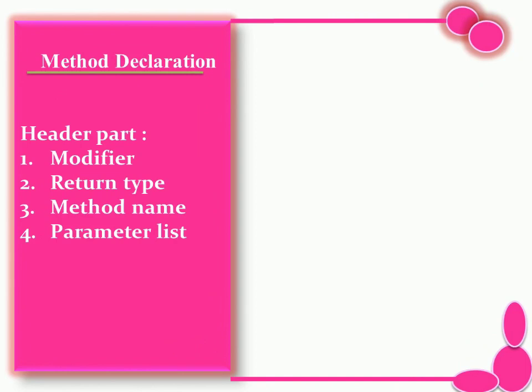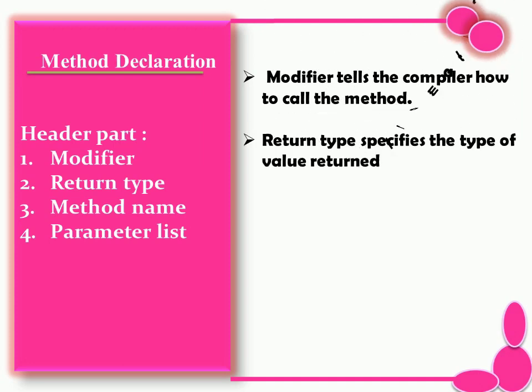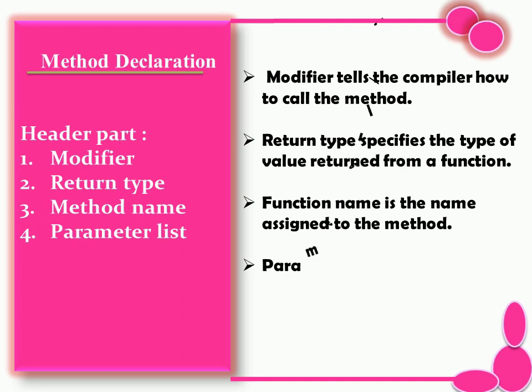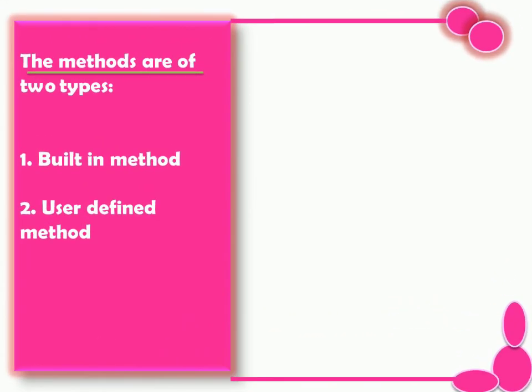And we'll see what is the header part. The header part is classified into four: one is modifier, second return type, third method name, fourth parameter list. What is modifier? The modifier tells the compiler how to call the method. And what is return type? It specifies the type of value returned from the function. The method name is the name specified by the user. Next one is the parameter list, which is enclosed between brackets. So these are the four parts used in the header part.